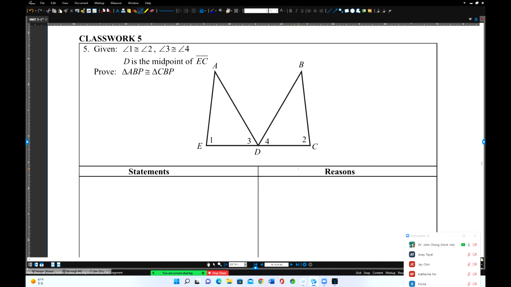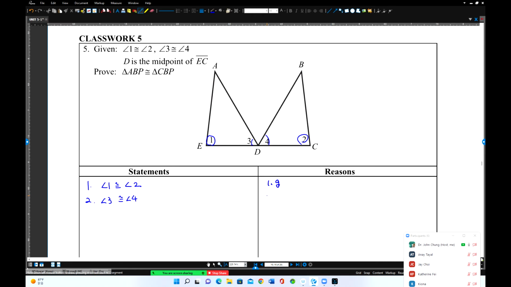Okay, classwork 5. Angle 1, angle 2 is given. I'm going to write down angle 1 congruent to angle 2, and angle 3 congruent to angle 4. We already got two angles there. We need one more, using the midpoint.